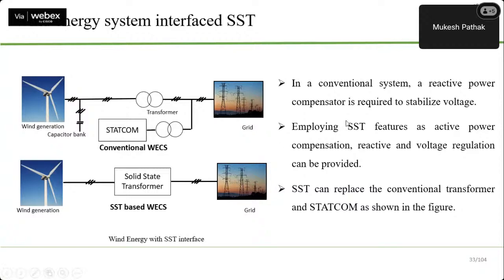Similarly, in a wind energy system, the conventional one would be like this: generation, capacitor bank, transformer, and then STATCOM also. And here it would be generation directly interfaced to the grid through a solid state transformer. So you don't need all this, STATCOM and other things.